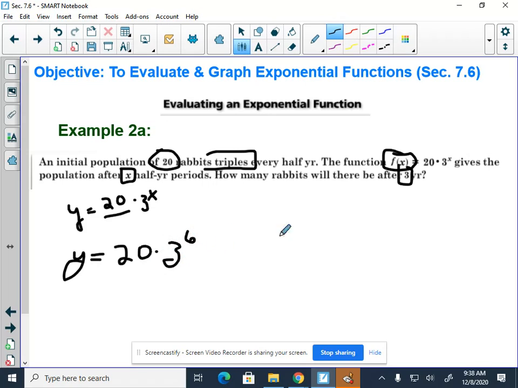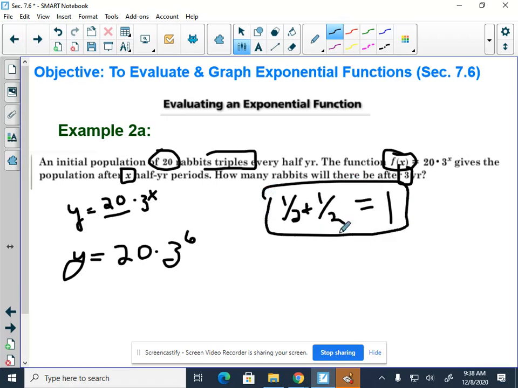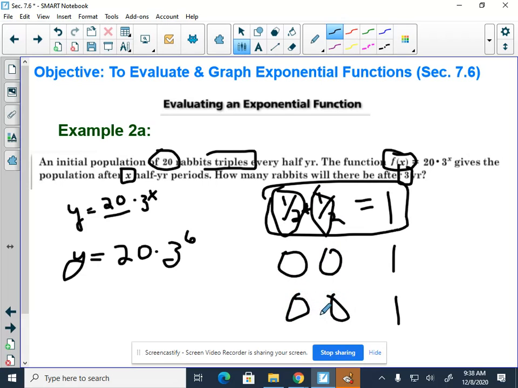Now, if you didn't get 6, understand, a half year plus a half year is a whole year. That's 1 year, right? And that's 1 year. If we do this, we're trying to get 3 years. How many times would we have to do it? We'd have to have 1, 2, 3, 4, 5, 6 half years. Do you get where the 6 is coming from? So that's why we're putting the 6 in.